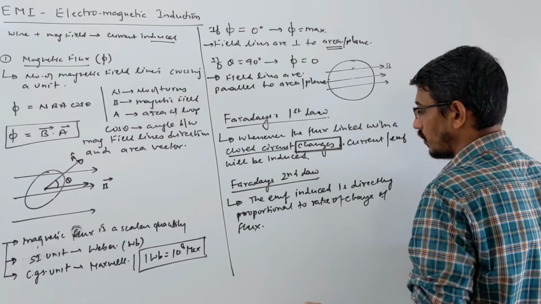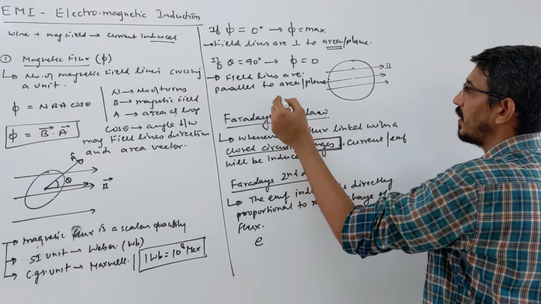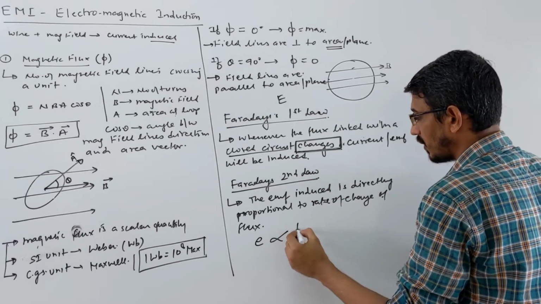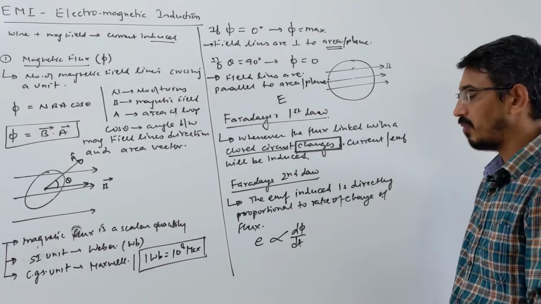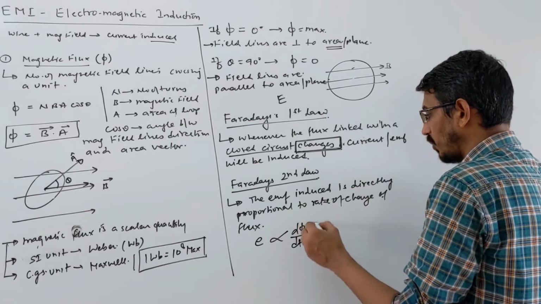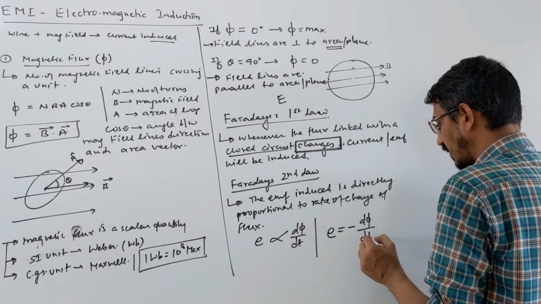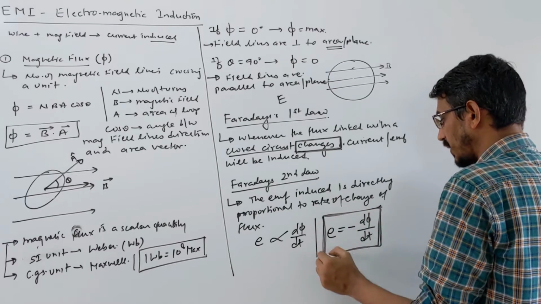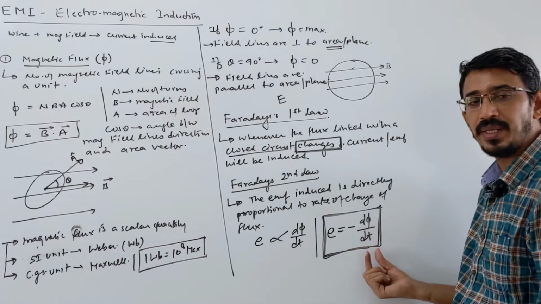Look here. EMF induced, we write small e symbol here. Normal EMF we write capital E, like in our DC chapter we have learned. So EMF induced is proportional to the rate of change of flux. e is proportional to d phi by dt. When you remove the proportionality sign, you put a constant, and that gives e is equal to minus d phi by dt. This is the basis of all topics in this chapter. Everything starts from here. e is equal to minus d phi by dt.